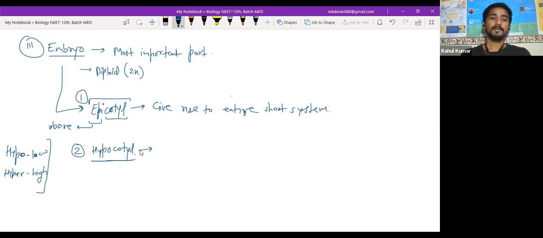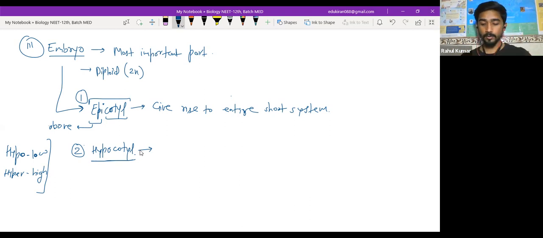Hypocotyl is the first part of embryo that comes out of the seed. Now this is interesting, because whenever we put the seed in the soil, the first thing that is more important for that seed is to anchor itself firmly in the soil, right? We just put the seed in the soil in any orientation, upside down, any orientation, but always the shoots come up and the root goes down, right? So the beginning of that signaling starts with hypocotyl.